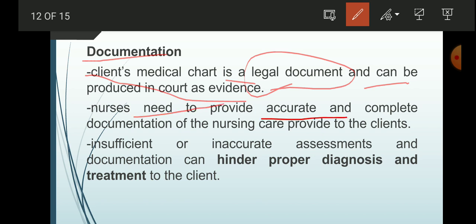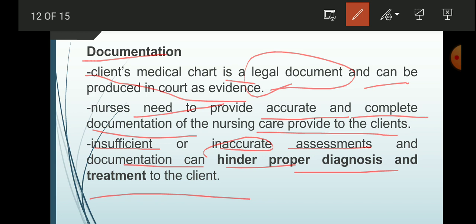Nurses need to provide accurate and complete documentation of the nursing care provided to their clients. Insufficient or inaccurate assessments and documentation can hinder proper diagnosis and treatment to the client. Okay? So first, of course, I've already told you, once your assessment is inappropriate or inadequate, that could actually lead to potential problems sa imong diagnosis, sa imong planning, and so on. So you will have to make sure that you have gathered enough information from the patients so that the doctors and other healthcare professionals could derive an appropriate diagnosis for our patients.